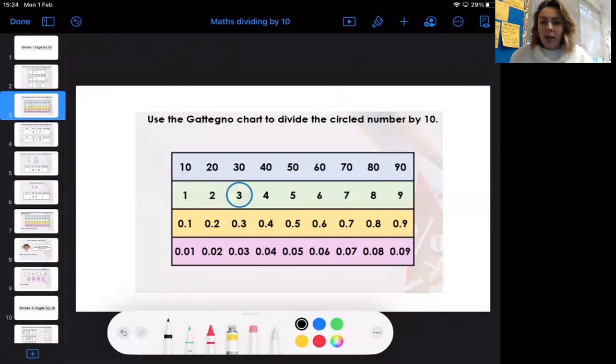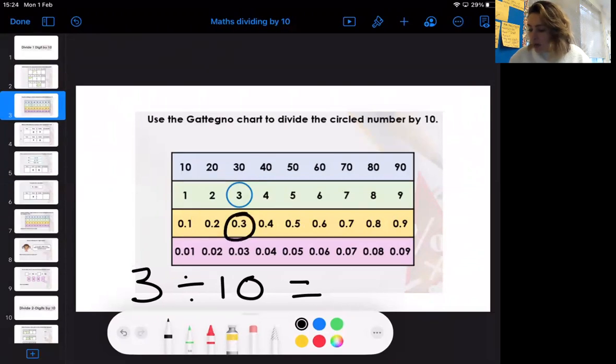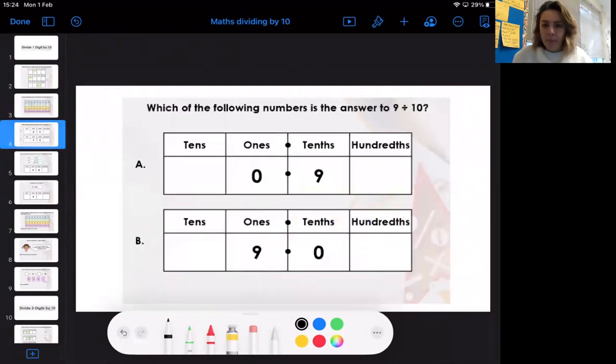Here is a Gattegno chart. Now, we have used this before in class. So I would like you to use this chart to divide the circled number by 10. So we're working on 3 divided by 10 equals. Pause the video. When we're dividing by 10 using this chart, we move down. So the answer is 0.3. So 3 divided by 10 is 0.3.